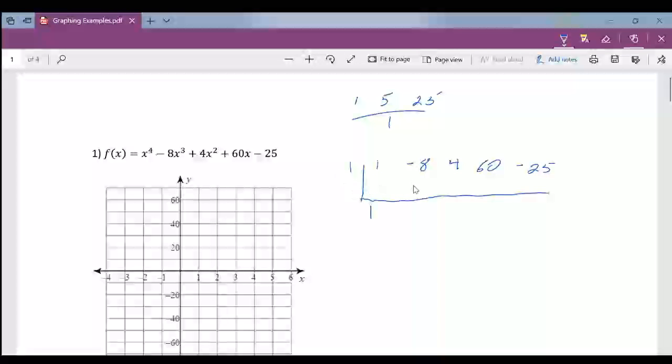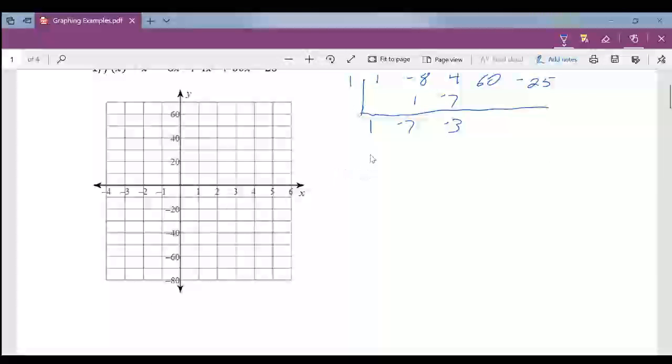All right, bring it down, multiply, add, multiply, add, and you know what? I don't think that's going to get us anywhere because this is not going to be anything close to 60. So let's just do it again.